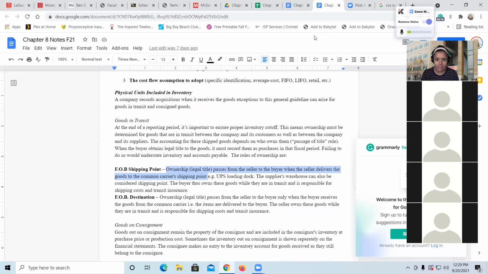All right, so I'll repeat. Let's even do CVS, right? CVS buys some baby formula from Enfamil and it's purchased FOB shipping point. When Enfamil puts the formula onto the delivery van, that formula no longer belongs to Enfamil, it now belongs to CVS. So when we are doing an inventory count at CVS at the end of the year, and that formula is still traveling somewhere on the Van Wyck Expressway, we have to make sure that we include the formula in the inventory balance for CVS, because if we don't, we are understating CVS's inventory, even though the inventory is not physically at the CVS location.